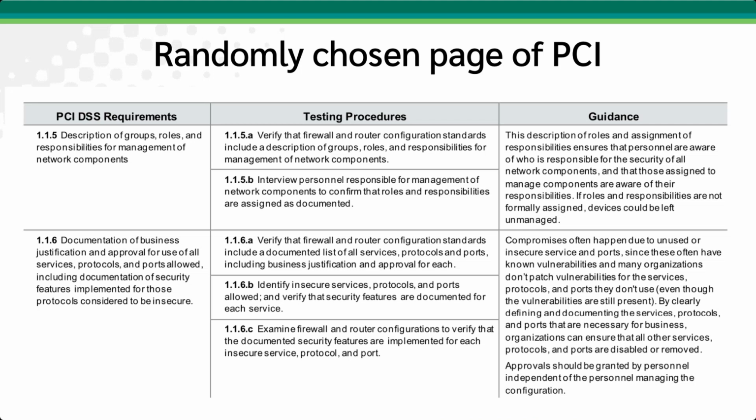So we have a requirement, 115, which we'll talk about as an example, is description of groups, roles, and responsibilities for management of network components. And 116 is you have business rule justification and approval for firewall open ports. The middle column is some testing procedures.